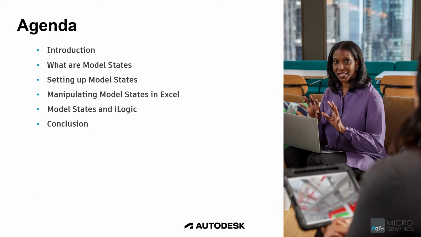So just a little bit about the agenda that we've got over here, just a slight introduction. If you've never worked with model states or anything like that, we'll get to know what model states is and where it can be applied in the Inventor environment. Then setting up the model states. So we're just going to take a look at how to set up those model states. And then how to manipulate the model states. We can manipulate model states in Excel as well as in Inventor.